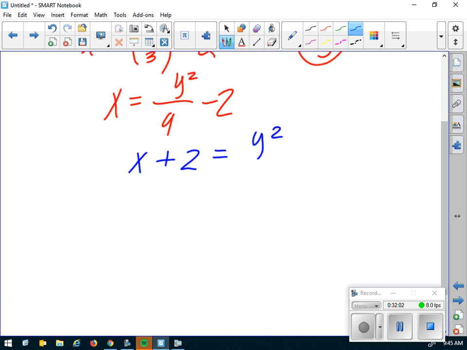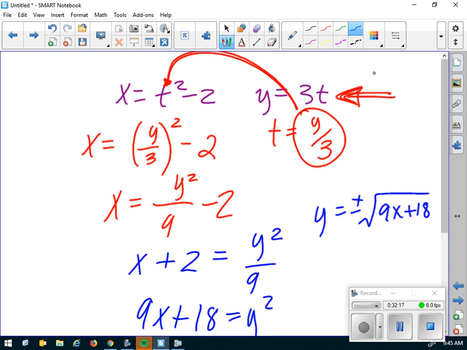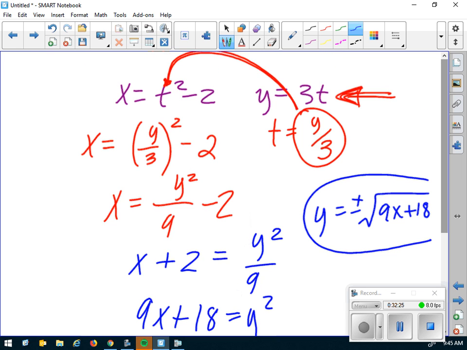Multiply by what? Yep. So I'll have 9x plus 18 equals y squared. Square root, so I'll have y equals plus or minus the square root of 9x plus 18. That equation right there in function mode is the same as this equation in parametric mode. Now, why the plus or minus?